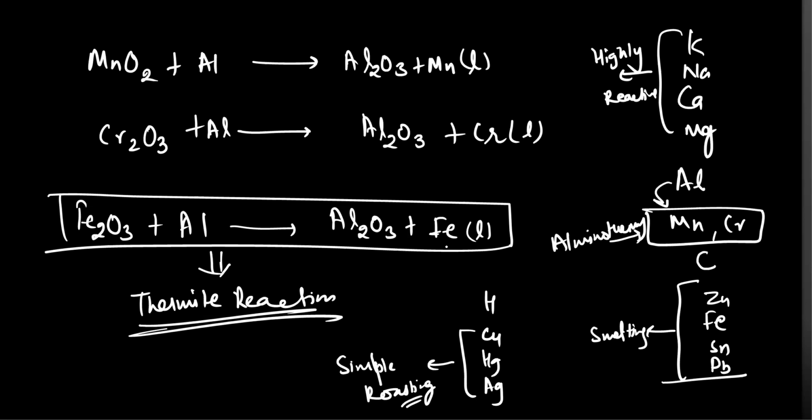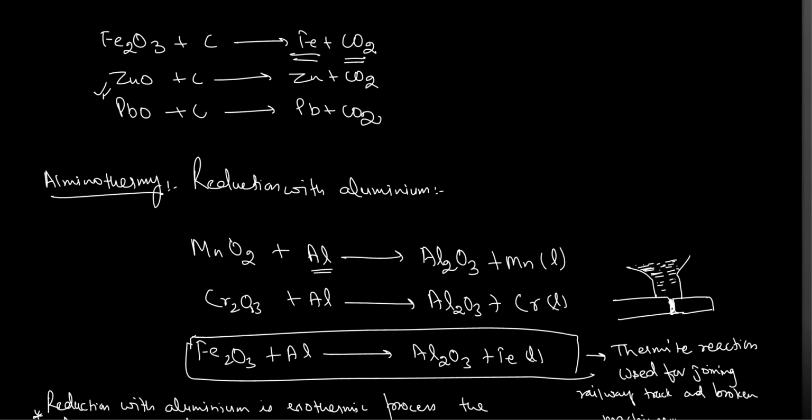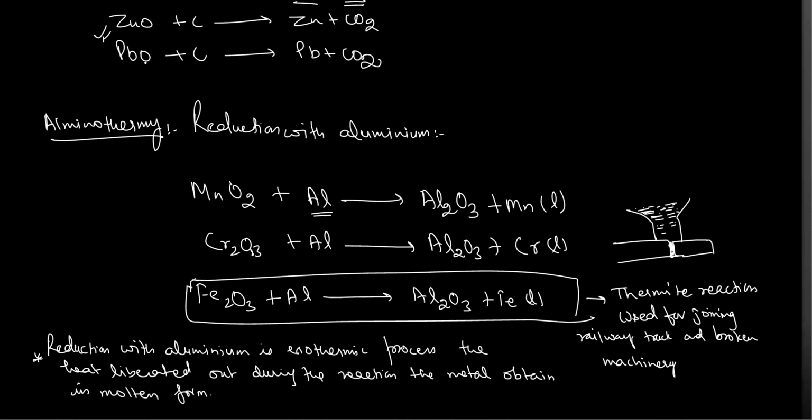So we can simply say that the metal obtained is in the liquid state because this reaction is so exothermic. Here you need to note it down. Aluminothermy is reduction with aluminium. Write this reaction. This is known as the thermite reaction, used for joining railway tracks and broken machineries. Reduction with aluminium is an exothermic process. The heat liberated during this reaction is so large that the metal obtained is in the liquid state. Note it down.